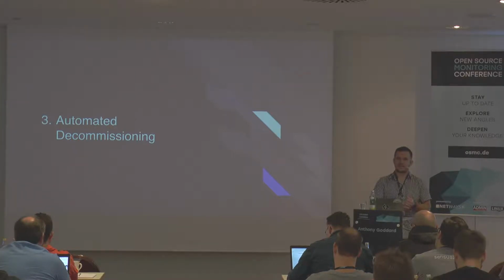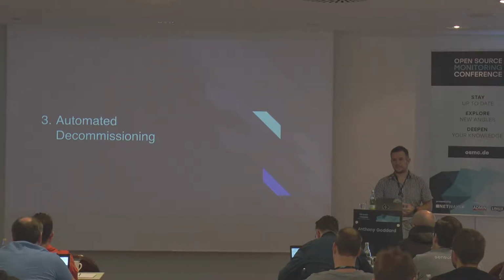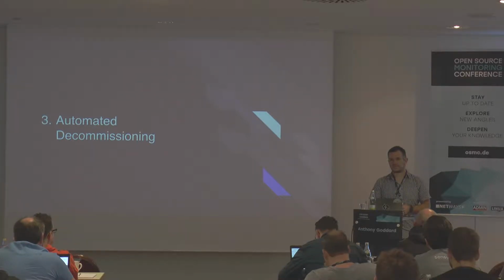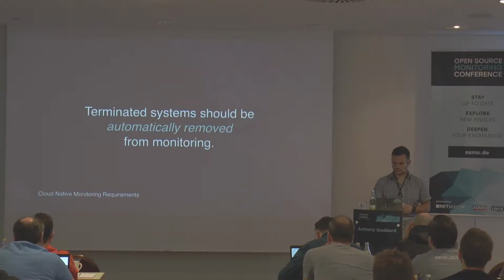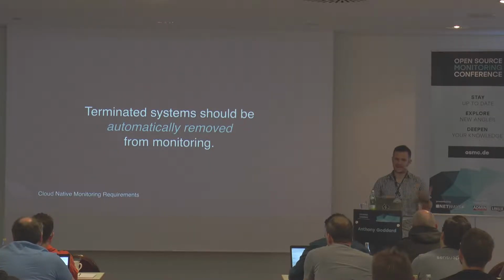I think it should be a given that any system these days will be able to monitor nodes as they come online. The more difficult part, or the more interesting part from our perspective, is what happens for the automated process when those systems go offline. So terminated systems should be automatically removed from monitoring. And figuring out how we do that and when we do that is where it gets a little bit more challenging.